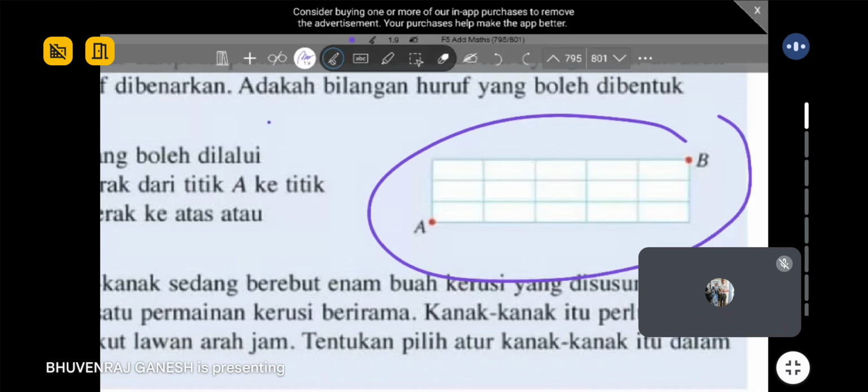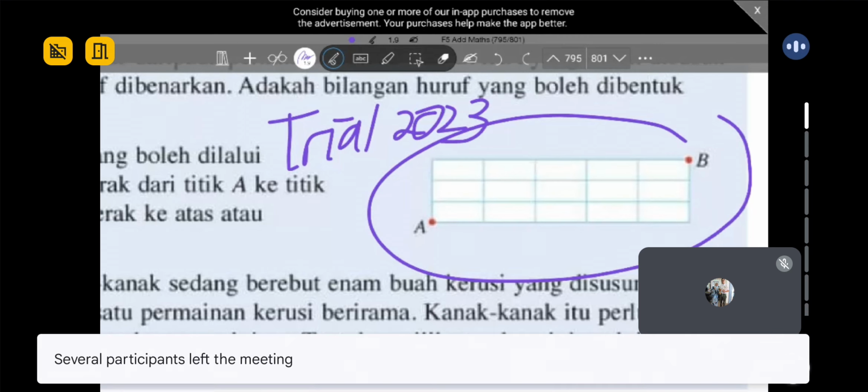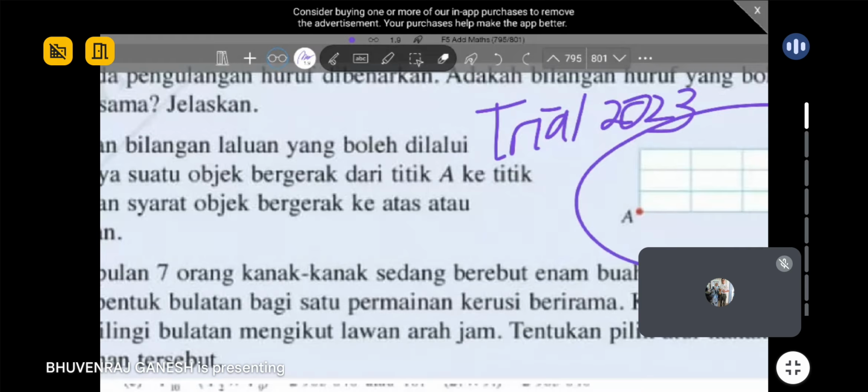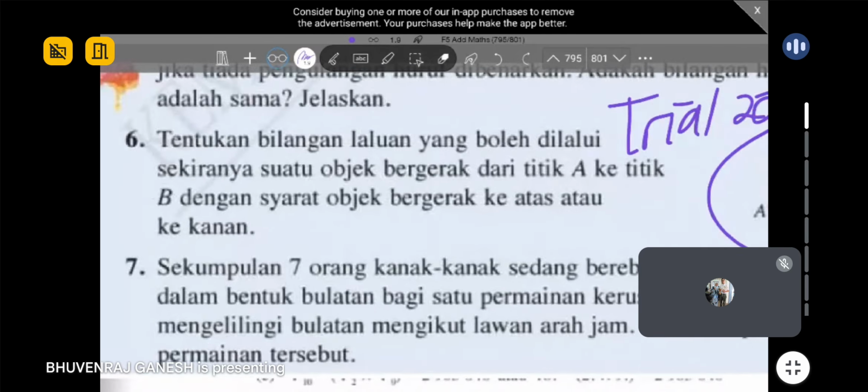So this question came out in Trial 1 of the state 2023. So guys, that's why I say textbook questions are very important. An example is this type of question. It came out in the trial already last year. Okay, trial question, so they took it directly from the textbook. So that's why we discuss textbook questions also.